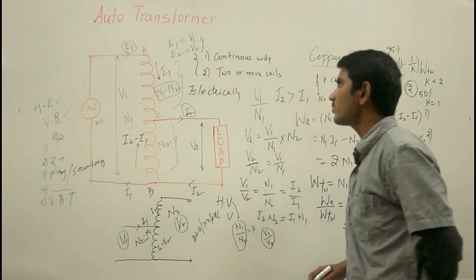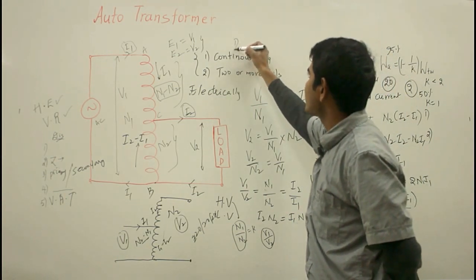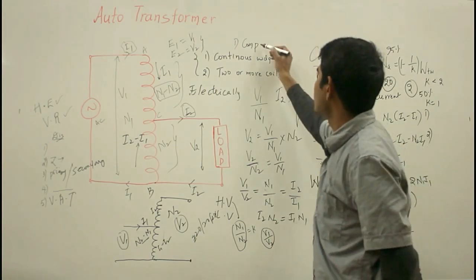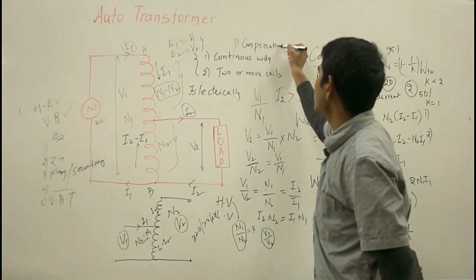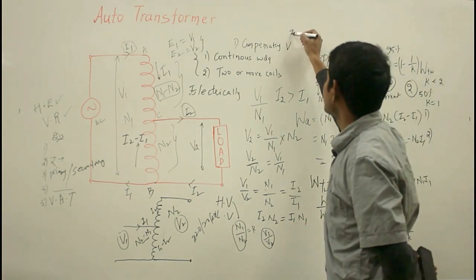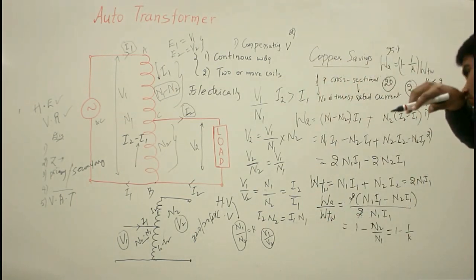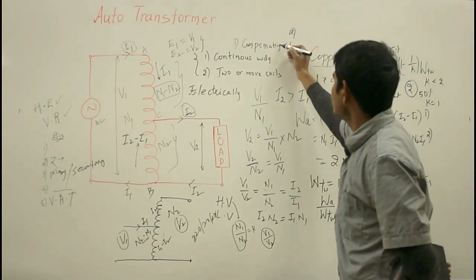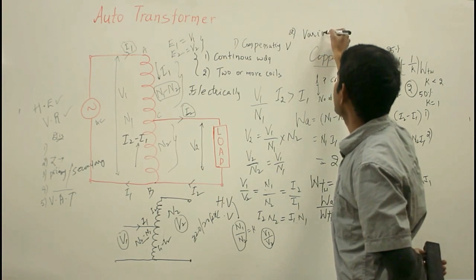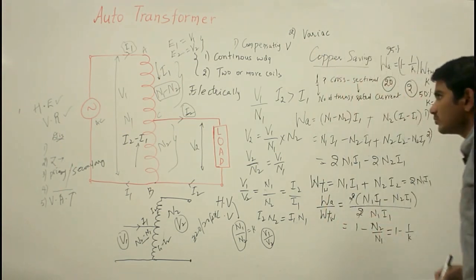Now coming to the applications of your autotransformer. Autotransformer is used for compensating voltages, as it boosts the supply voltage in distribution systems. And the second application for your autotransformer is, it is basically used as a variac in laboratories or where continuous voltage supply has to be provided.